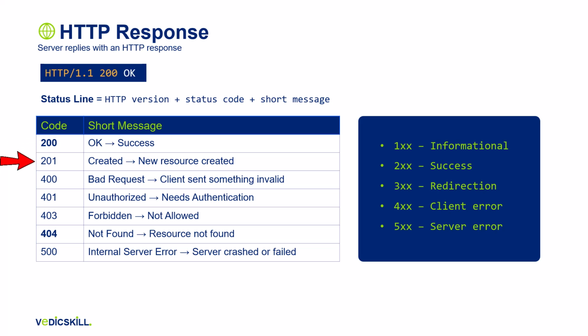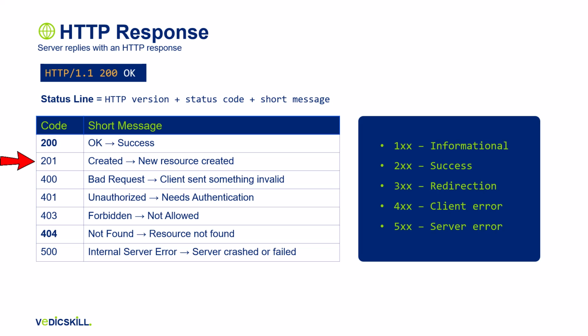And 201 means Created. Probably it is some kind of POST request where data is sent from the client, and in the server the data is processed and saved into the database, or created as some resource. So if something is being created in that fashion, the status code you'll get is 201.